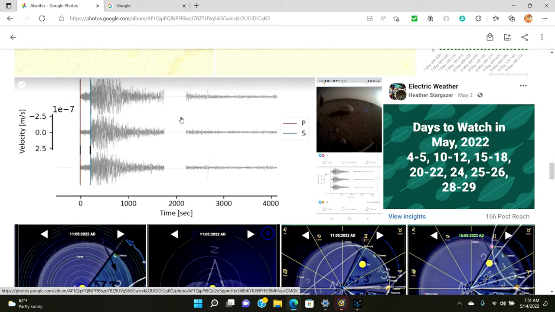And they get the S and the P waves too. Primary, secondary. Primary waves will go through pretty much anything. Secondary waves go through pretty much only solids. So it shows that on Mars, we do have both.